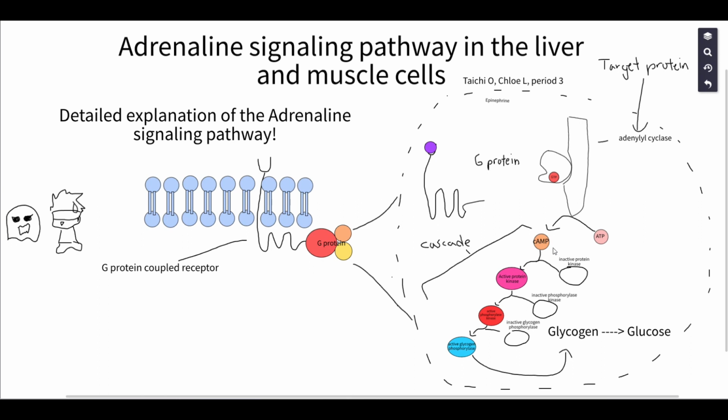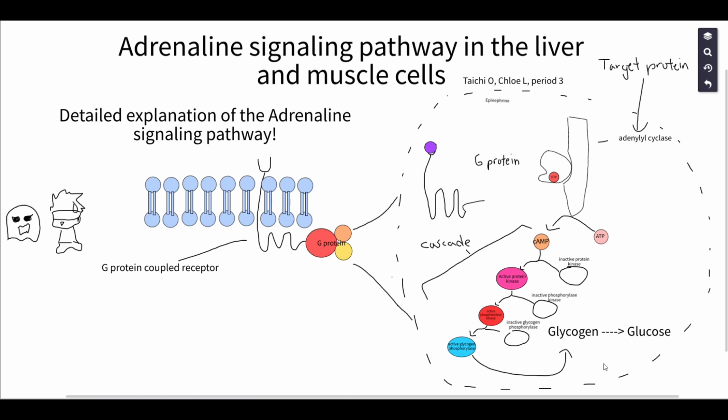cAMP is a messenger molecule that begins the cascade of multiple proteins getting phosphorylated, which starts at the protein kinase, becoming active protein kinase, which activates the inactive phosphorylase kinase, and this active phosphorylase kinase activates the inactive glycogen phosphorylase, which is the final enzyme of this cascade, and finally breaks down glycogen into glucose.